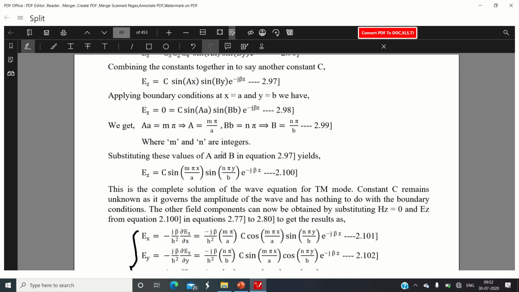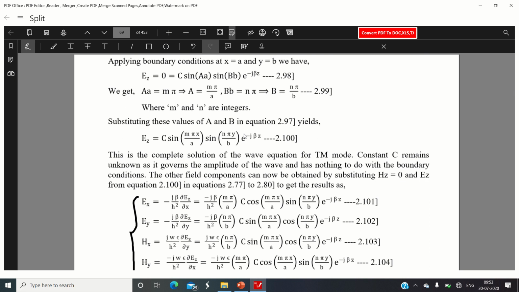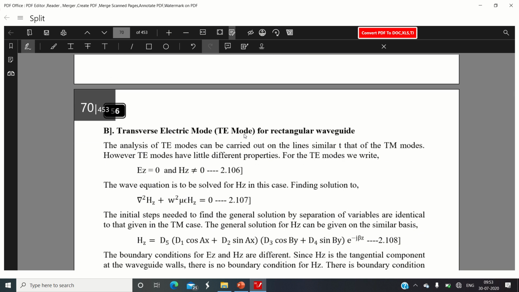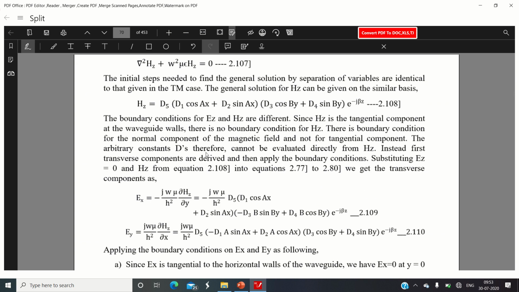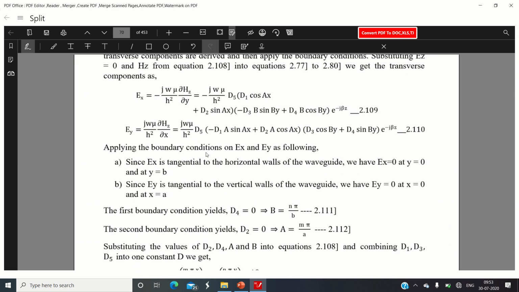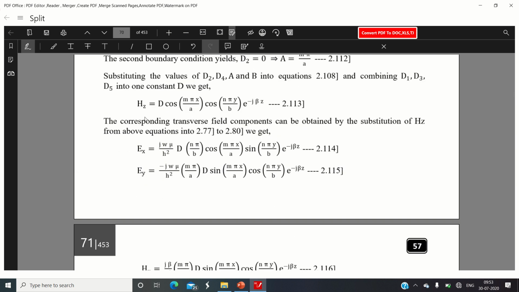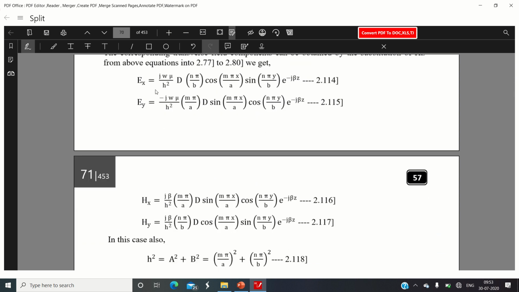Similarly, let us study the important properties and investigate the field equations which we get with the transverse electric mode of the rectangular waveguide. The transverse electric mode of the rectangular waveguide indicates that Ez is 0 while Hz is non-zero. The Hz is given over here with this particular equation. So Hz is non-zero while Ez is 0, and again we have the field equations in the other directions.